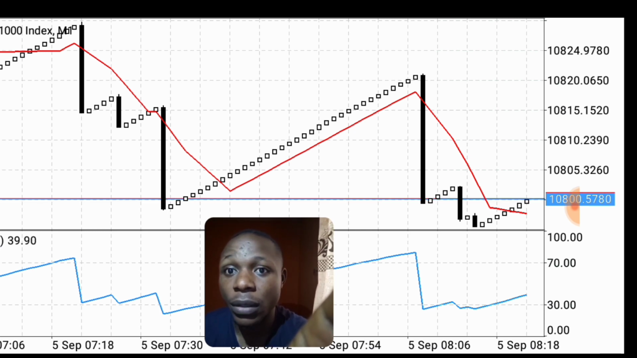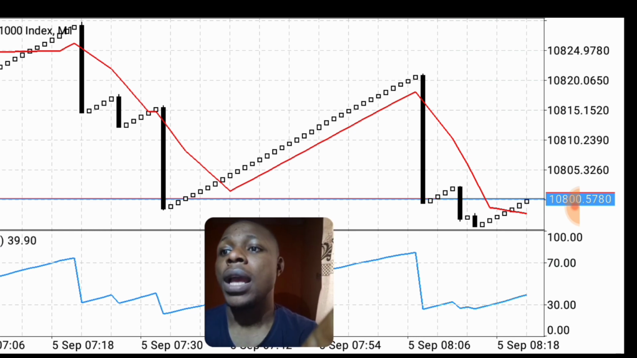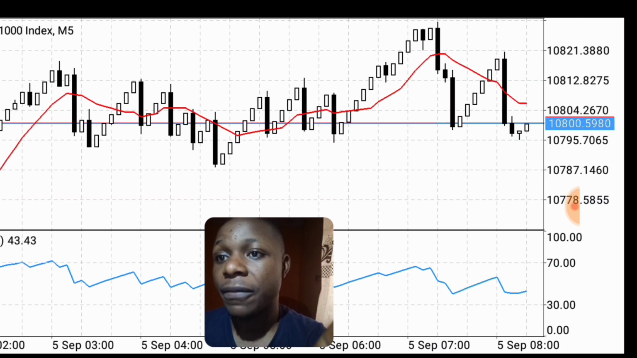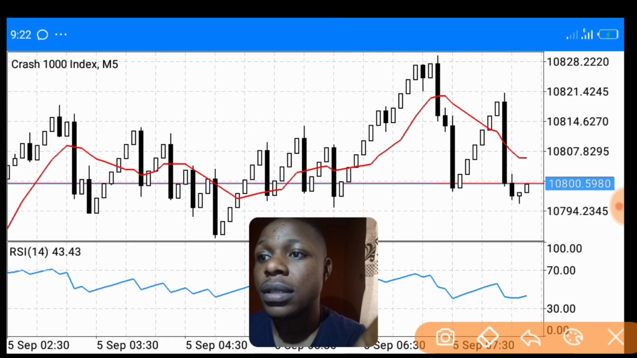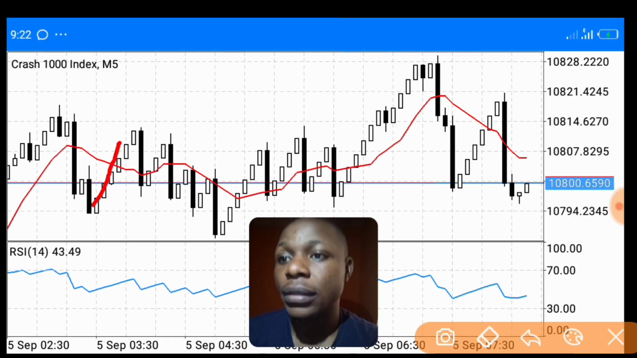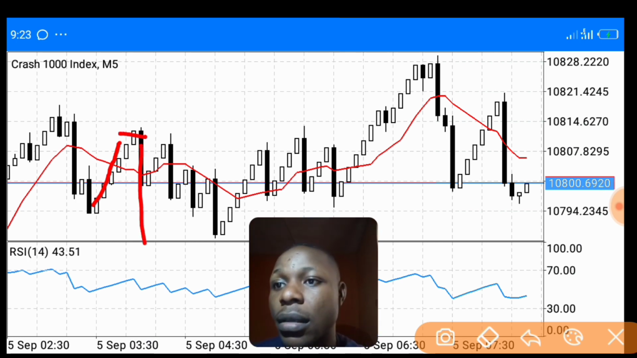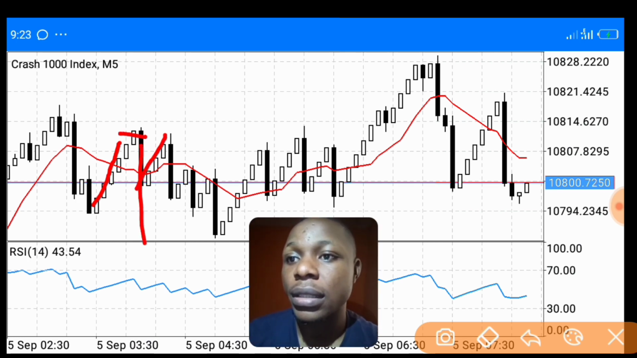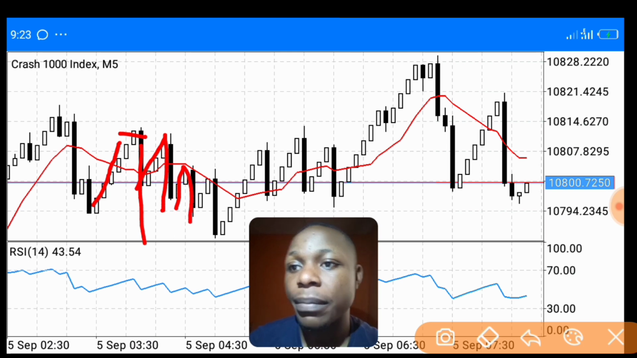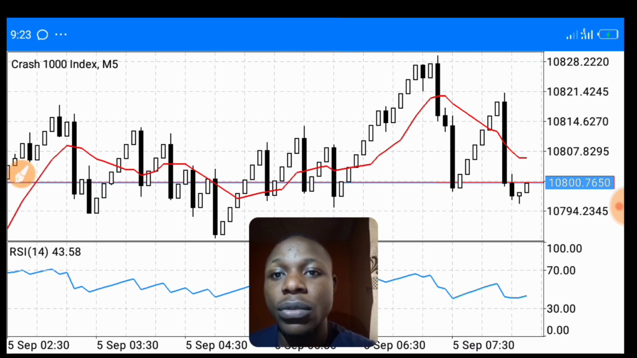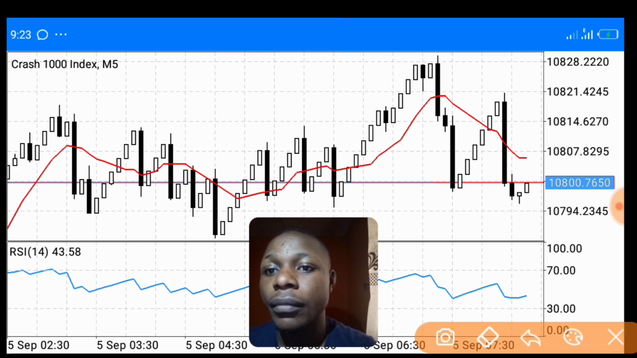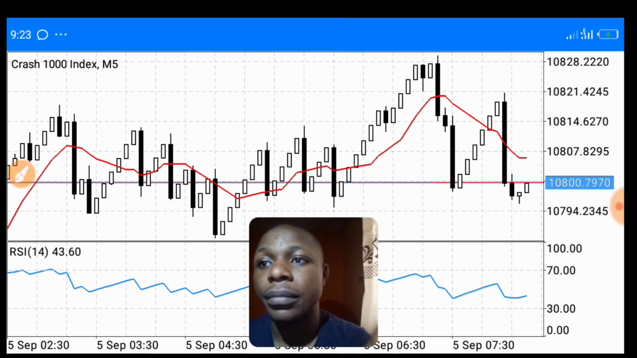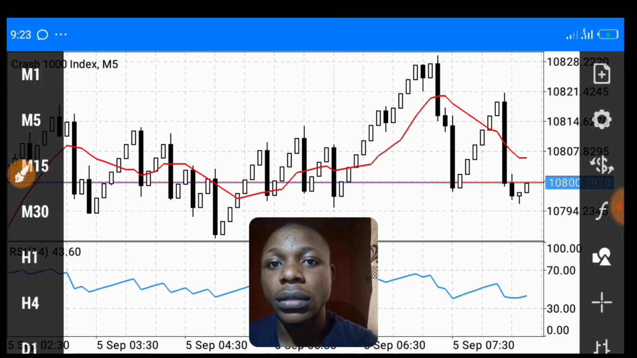You can see that on the 1 minute time frame and also on the 5 minute time frame. You can still see that also. You can see how it started buying, got to a point, spiked, buying again, spiked, buying, spiked. The same thing applicable to boom. Let's check boom 1000.